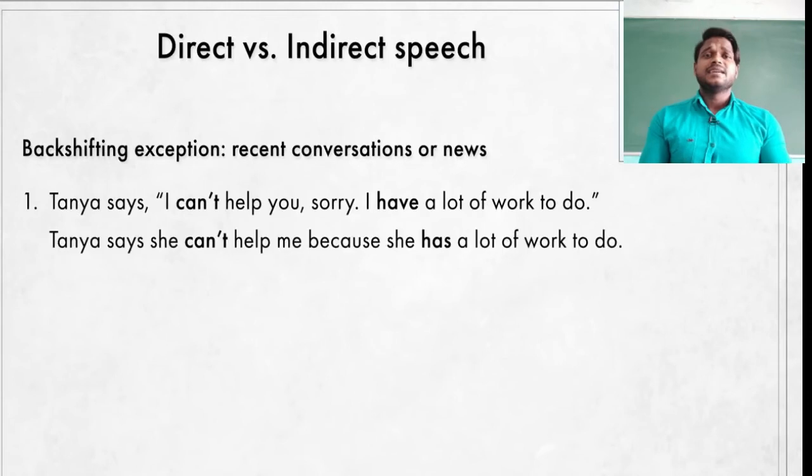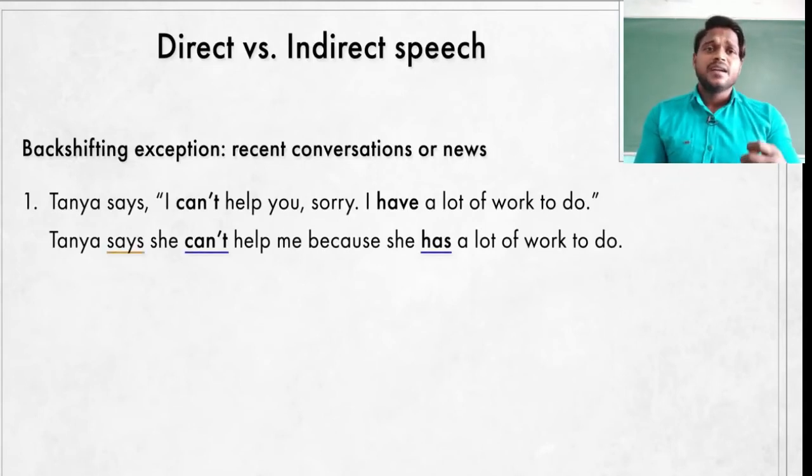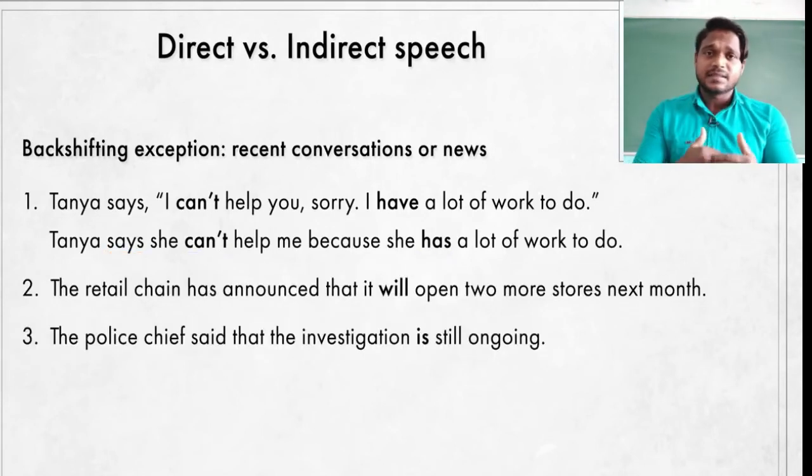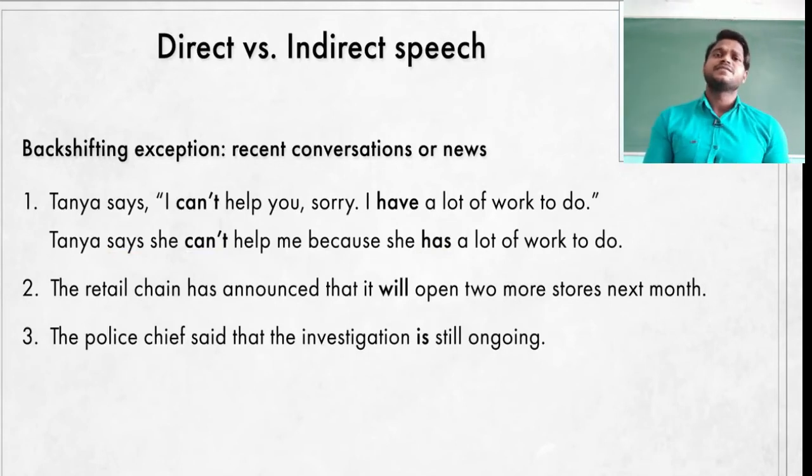We also see some time intervals in this. Now these are both the direct and indirect sentences. The retailer chain has announced that it will open 2 more shops next month. So the retailer chain has announced, okay, that it will open. You need to go with the main verb, or "has announced" can be focused on in that term while we are changing that. Same as the third sentence, okay, the police chief said that the investigation is still going on.